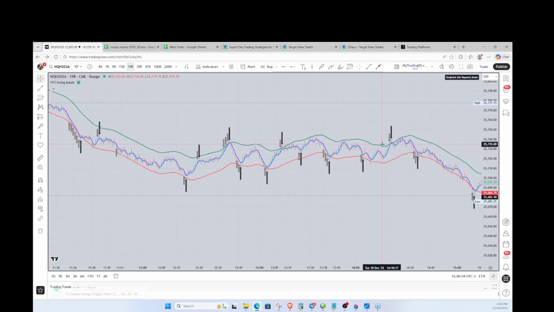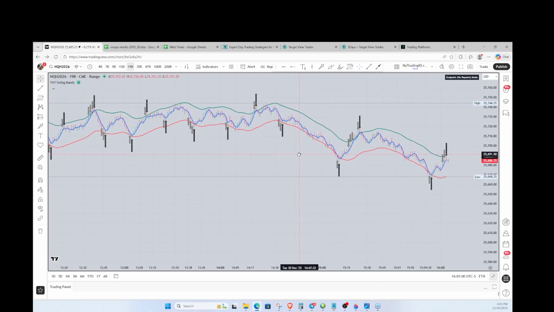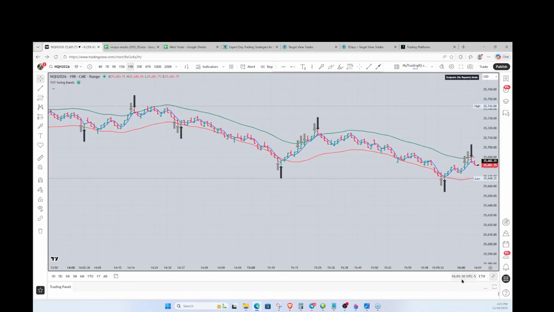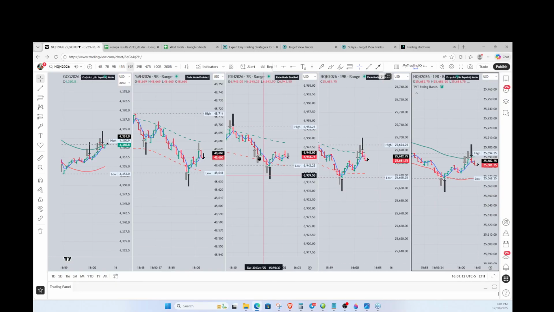This would have been a good trade. This would have been a break even. This would have been a break even. This would have been a break even. This would have been a good trade. That would have been a good trade. That would have been a good trade. And here. That's what the day was for the NQ. Okay. Ricky asked me to show him what the NQ looks like today. And that was it.